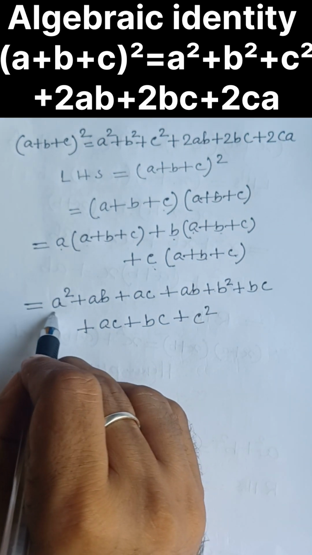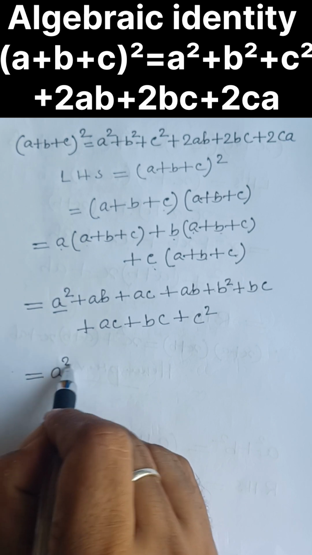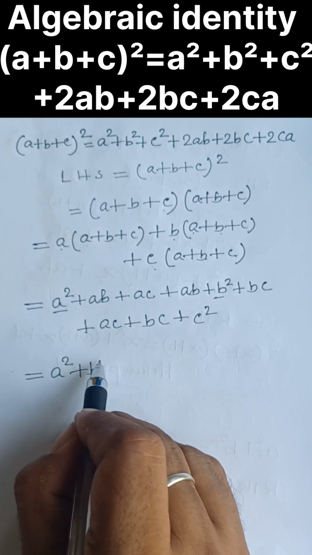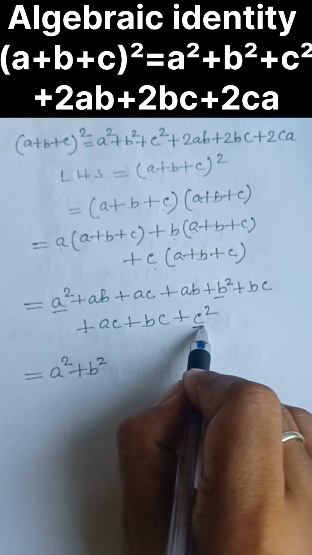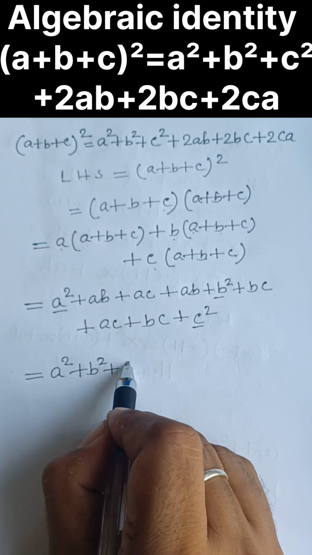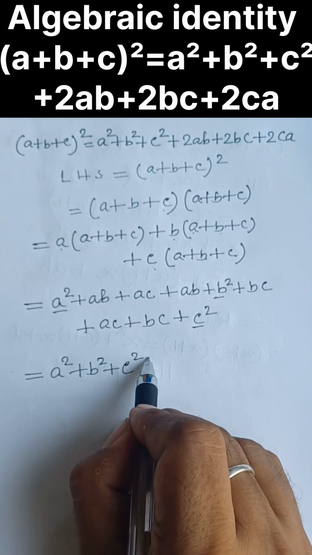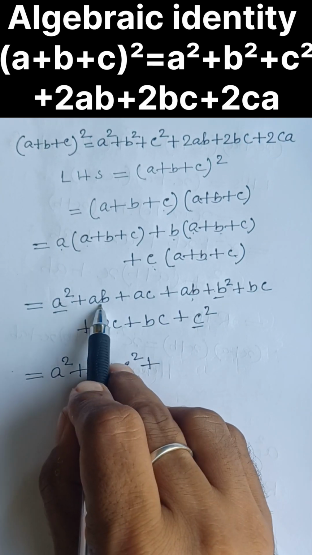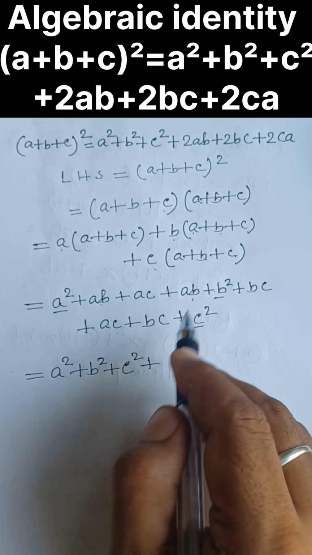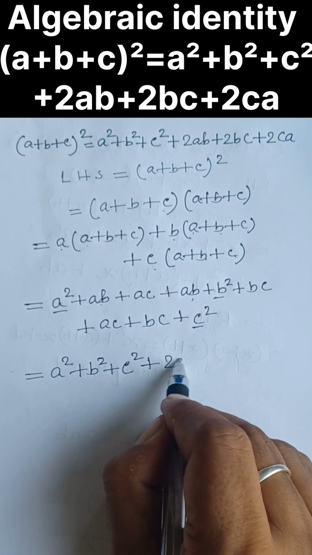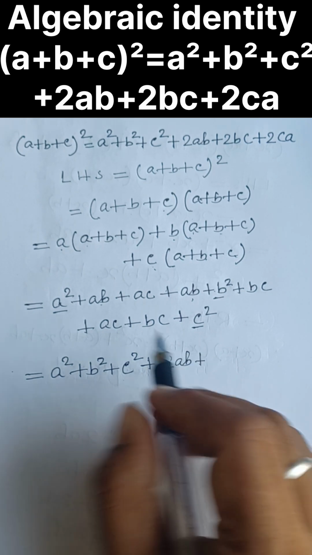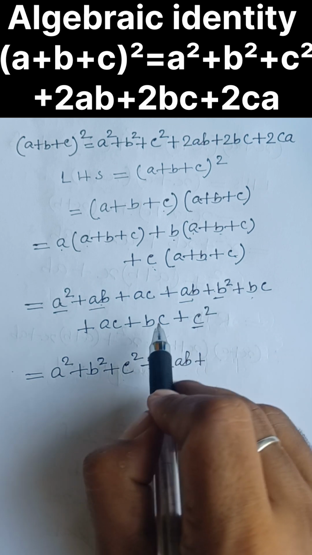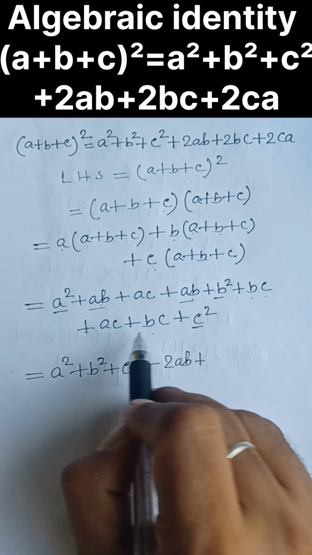Now I'll write a square plus b square plus c square. These are all unlike terms. Now I simplify the like terms. ab, here ab, here ab. So ab plus ab, that is twice ab. So ab is also done.